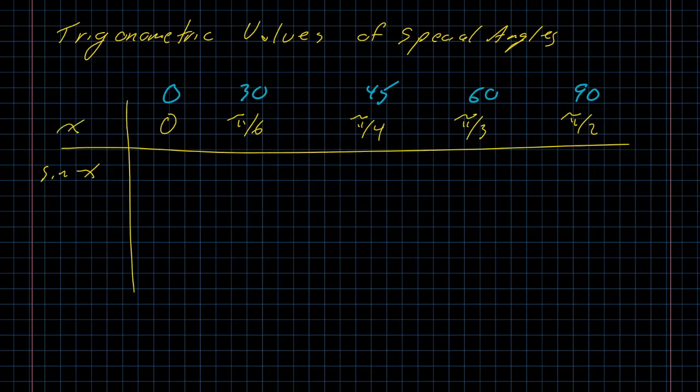And the reason that we care about these special angles is that they are the places where we can give an exact value of the trig functions. Sine of 0 is 0. Sine of pi over 6 is 1/2. Sine of pi over 4 is the square root of 2 over 2. Sine of pi over 3 is the square root of 3 over 2. And sine of pi over 2 is 1.